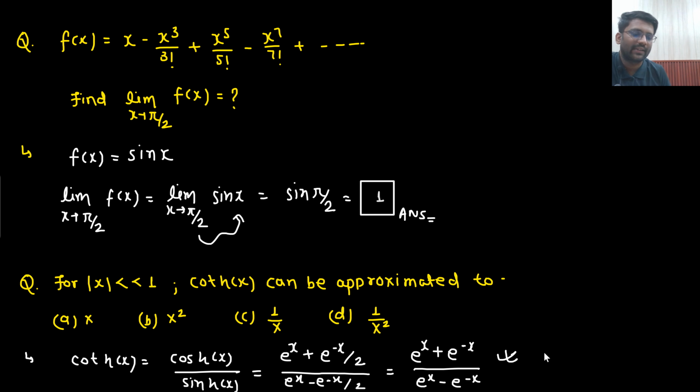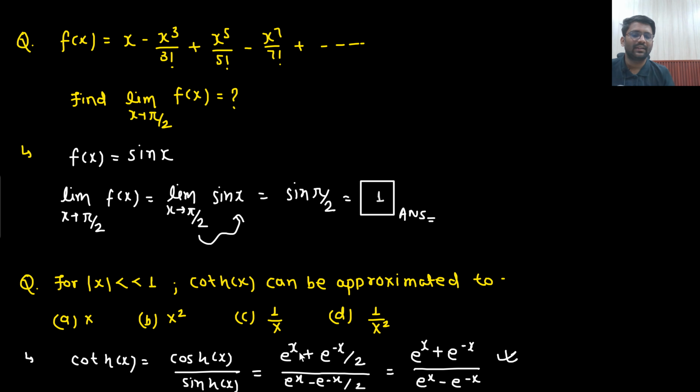This is how cot hyperbolic x could be represented. Now you need to find, now they are saying that it can be approximated to what? So here you can think that sir, maximum power is x square. This is the maximum power. So I will expand it till x square only. What I will do, I will expand it till x square.